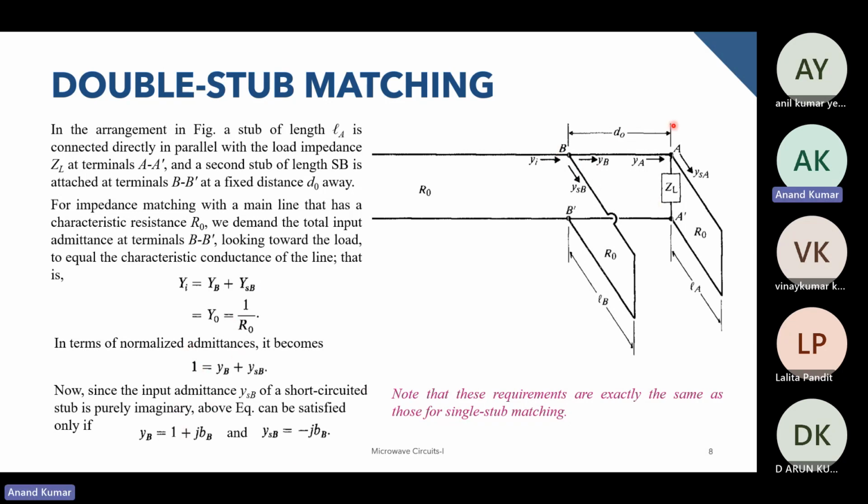Over here, what we do is we add this stub and modify the load impedance, and find a distance d naught such that at this particular point, YB has its real part equal to 1, and whatever the imaginary part is is then compensated by this stub over here. So this is the idea.